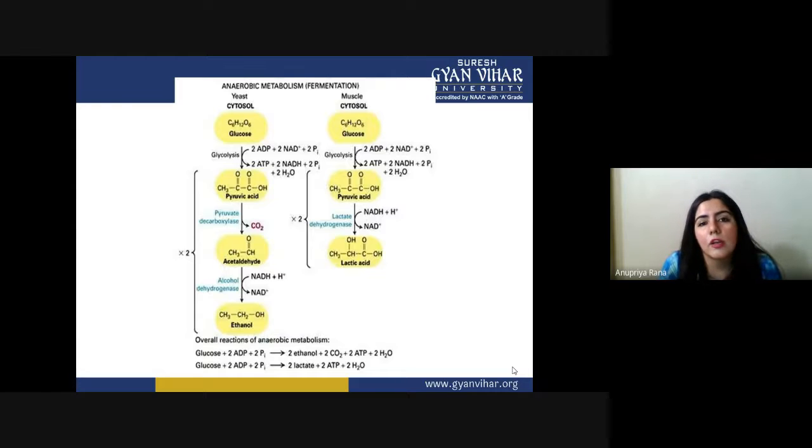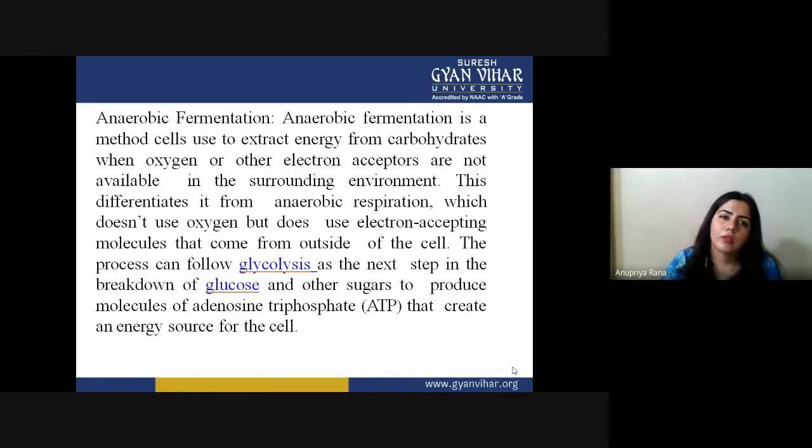This is the process of anaerobic metabolism fermentation. You can see there are two types, in a yeast cytosol and a muscle cytosol. And you can see the glucose by glycolysis is converted into pyruvate, and pyruvate dehydrogenase and decarboxylase will convert them into lactic acid and acetaldehyde, which is going to be converted into ethanol. So in yeast, alcohol formation can be made, and the muscle cytosol is going to make lactic acid formation by the fermentation process.